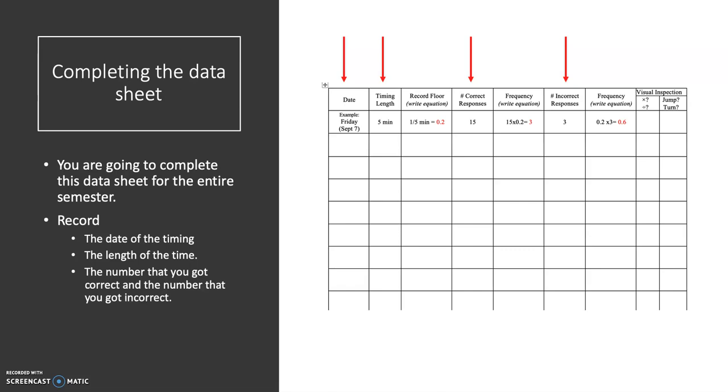Once you have counted the number of correct and incorrect responses, you're going to complete the data sheet. You're going to use the same data sheet for the entire semester, so you may want to print a few copies out. The first thing you do is record the date of the timing, the length of the timing, and the number that you got correct and incorrect.